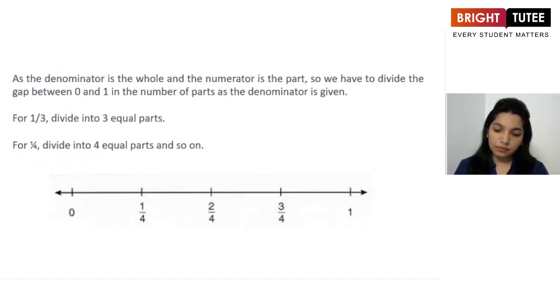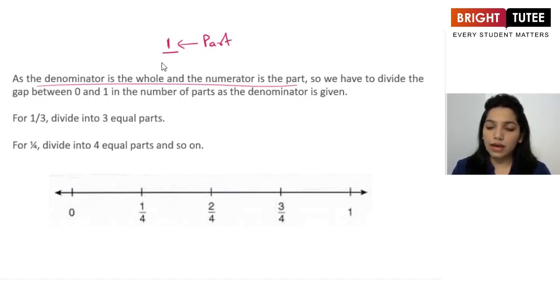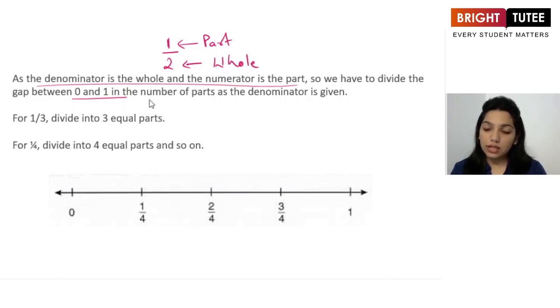Now, let us see here. In this one, it says the denominator is the whole and the numerator is a part. I hope this makes sense. You do remember that when we write a particular fraction, whatever we write on the top shows a part, and whatever we write at the bottom is basically a whole, right? So we have to divide the gap between 0 and 1 into the number of parts that is given as the denominator. So that many parts we need to have.